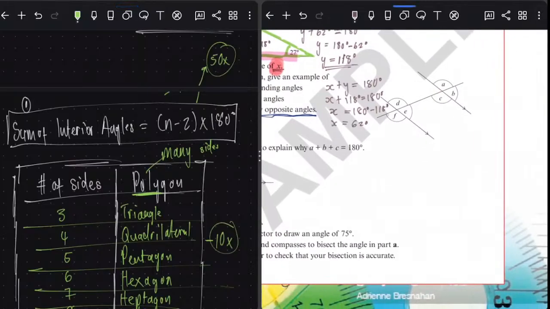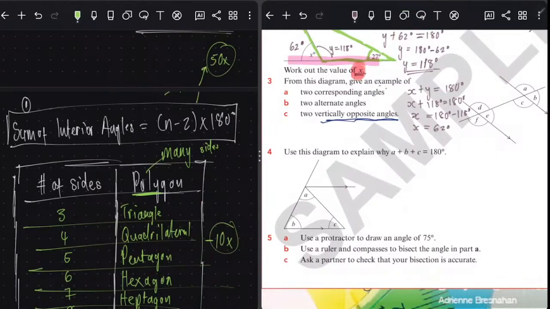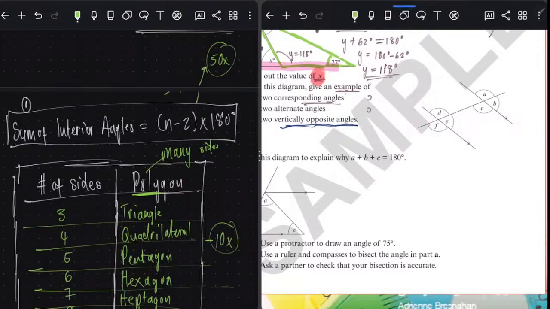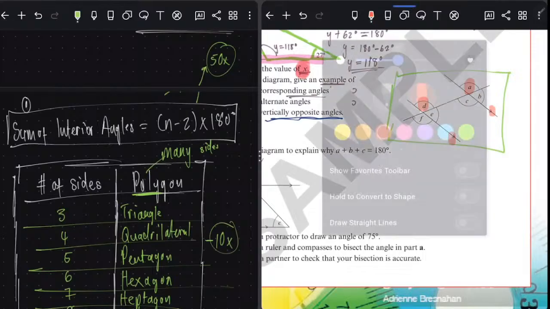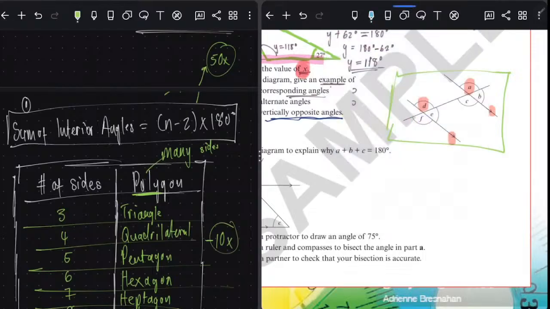Now let's answer this question. From this diagram, give an example of two corresponding angles. Which angles are corresponding here? A and who? A and D. Well done. They're in the same position. They are above the parallel lines and they are on the left. So they are corresponding. They make an F. They're in the same position. Tell me more.